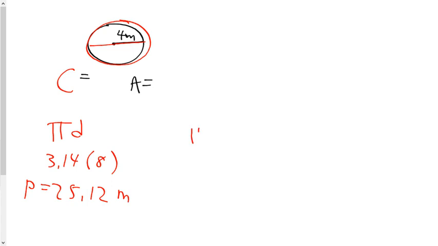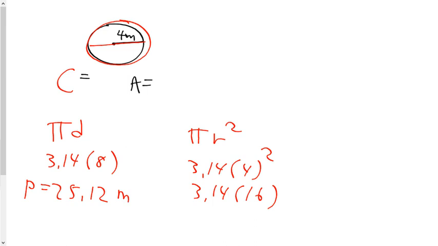For its area, you learned in grade 7, the formula is pi r squared, or 3.14 multiplied by the radius squared. Since we're following BEDMAS, we must do our exponents first. 3.14 multiplied by 16, which should be 50.24 meters squared. Therefore, the area of that circle, or the amount of square units inside, is approximately 50.24 square meters of space.